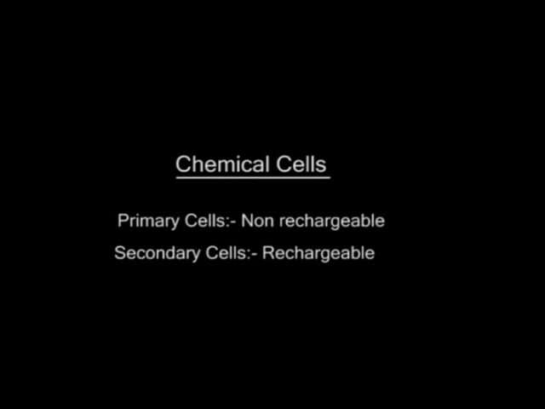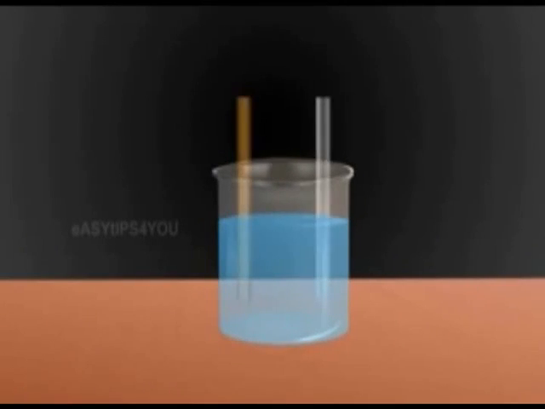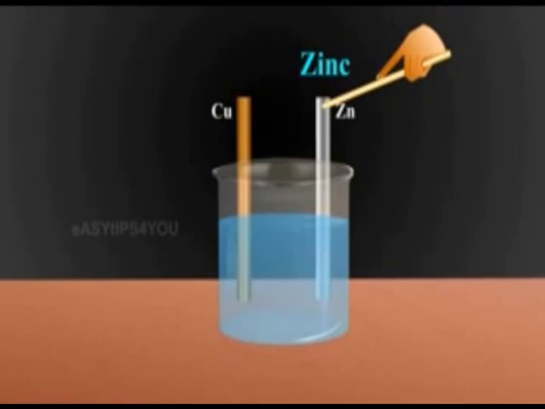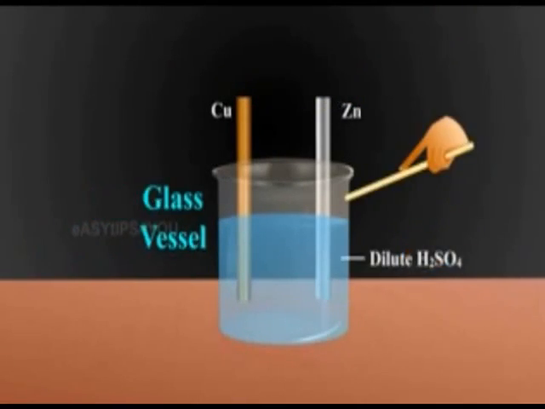Chemical cells. Chemical cells provide electromotive force as a result of a chemical reaction. Primary chemical cells cannot be renewed once the chemicals are exhausted, while secondary chemical cells can be recharged. A simple primary cell or voltaic cell consists of 2 electrodes, one of copper and the other of zinc, dipped in a solution of dilute sulfuric acid in a glass vessel.